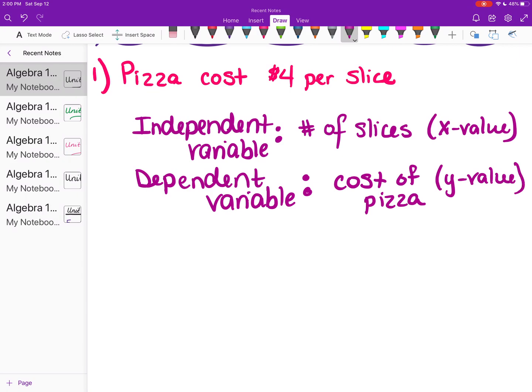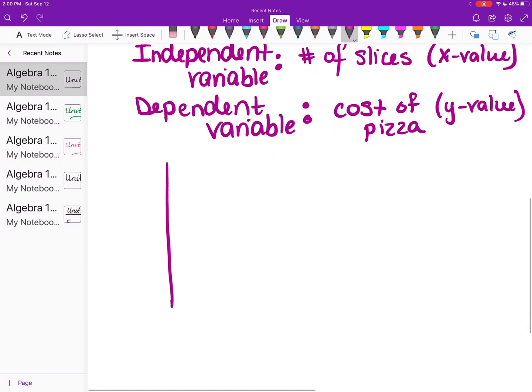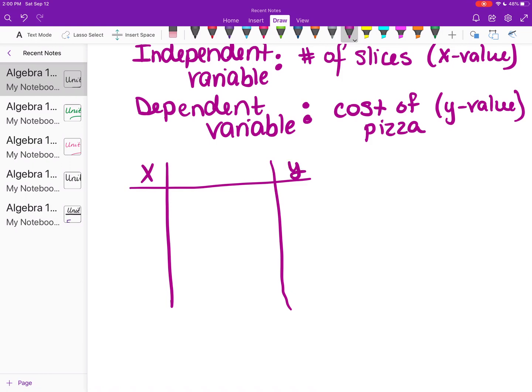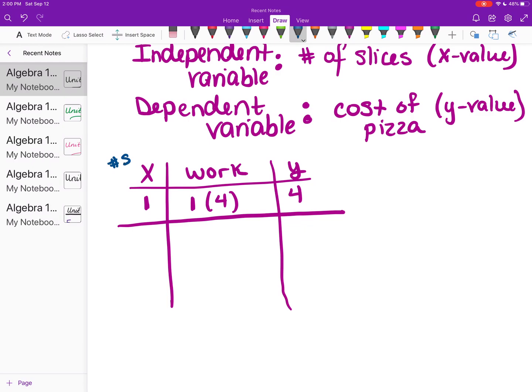So I just talked you through a couple of them, but let's make a table, okay? I'm going to do a little different. I'm going to do a vertical table. I'm going to do the x and the y, but in the middle, I'm going to put the operation, the work, okay? And there's a reason I'm doing that, because we eventually need to get down to an equation, okay? So let's say I buy one piece of pizza. Well, one piece of pizza times $4, that's going to cost me $4. Okay? So maybe up here you want to not just put x and y. Maybe you want to put number of slices, and over here for the y you want to write cost, if that helps you understand better.